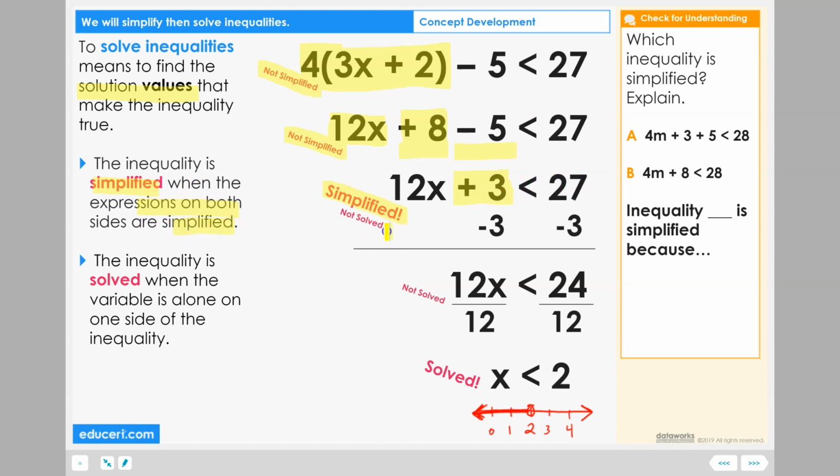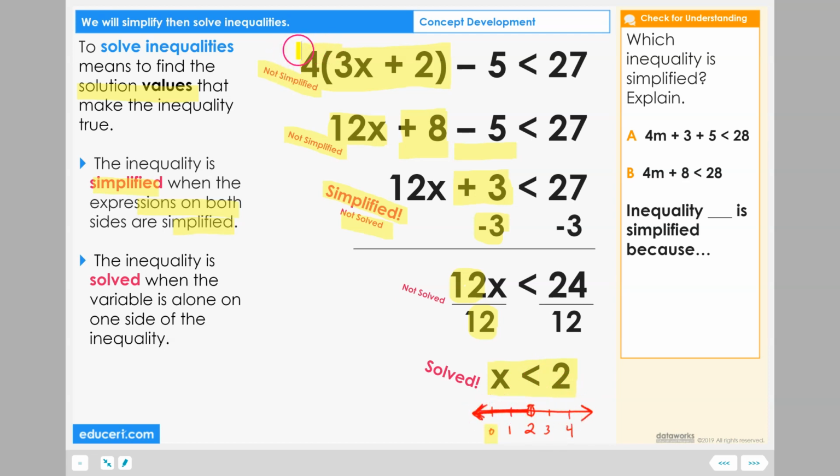However, now we need to start solving because this inequality is not solved. It's not solved because the inequality is solved when the variable is alone on one side of the inequality. So we need to use our inverse operations. Get rid of a plus 3 by subtracting 3, and then turn a coefficient of 12 into 1 by dividing 12 by 12. Now our inequality has a variable all alone on one side, and this is our solution. Every value that is less than 2, and here's our graph that represents that solution.